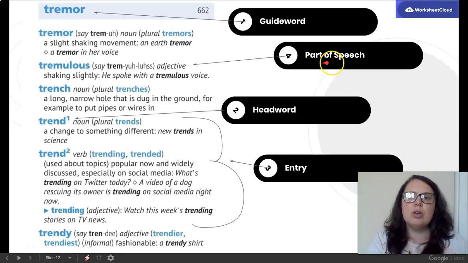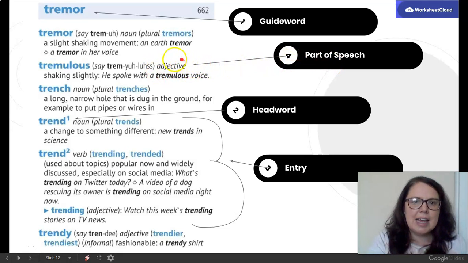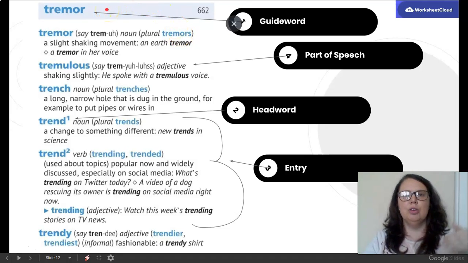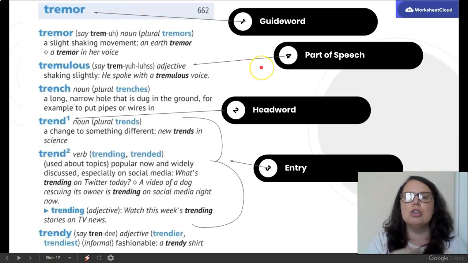Then you also have a part of speech. As I've said to you, there is an adjective. "Trimmer," for interest's sake, was a noun. It even shows you the plural. So you've got your guide word showing you this is the top word of the page. Then you've also got your part of speech.